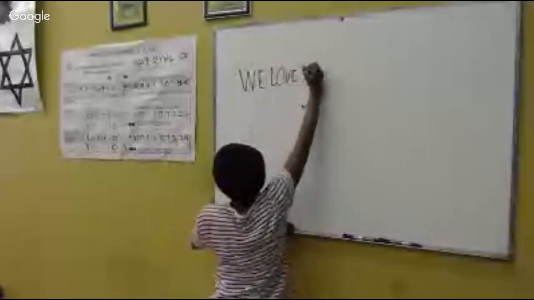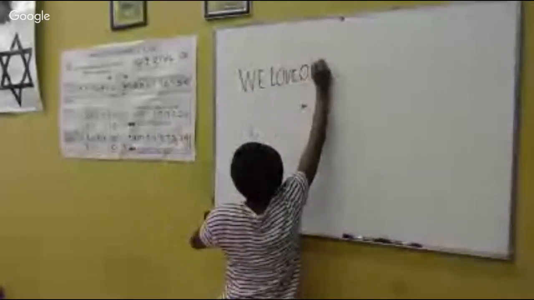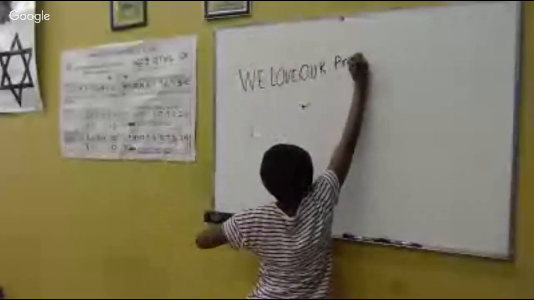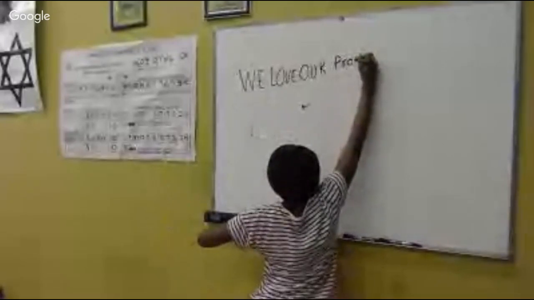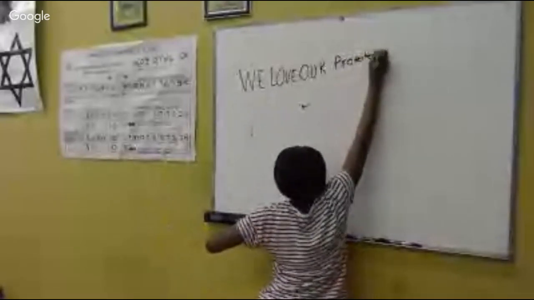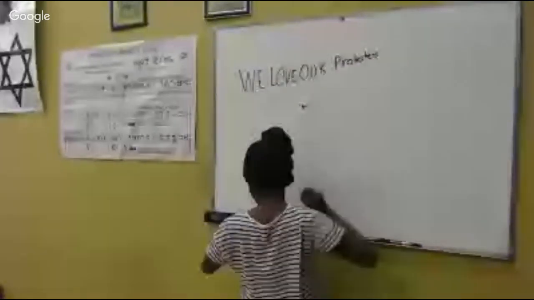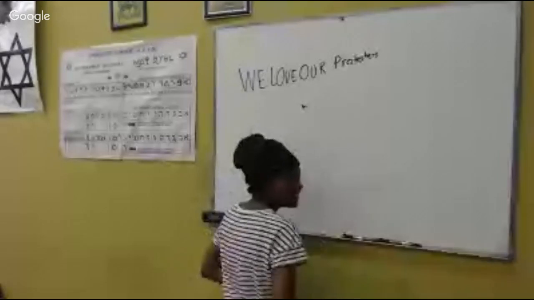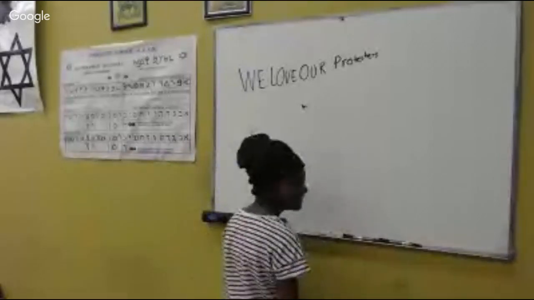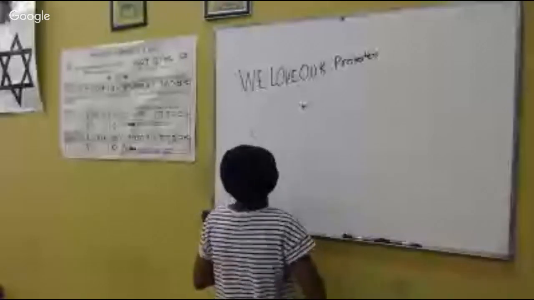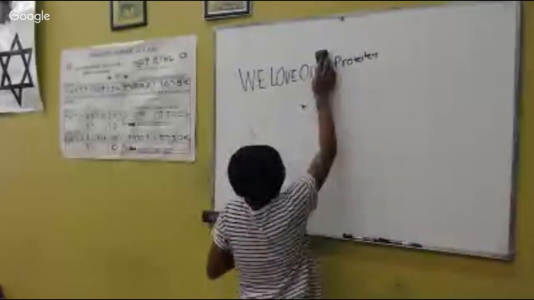So we love our protectors. All right. So the word love was, where was it? I just had it up there. Ahab is love, and shamar is protect or keep or guard. So we love our protectors. Can you spread it out just a little bit more, the our and protectors, so we can put it in Hebrew? All right, so we're gonna put that up.